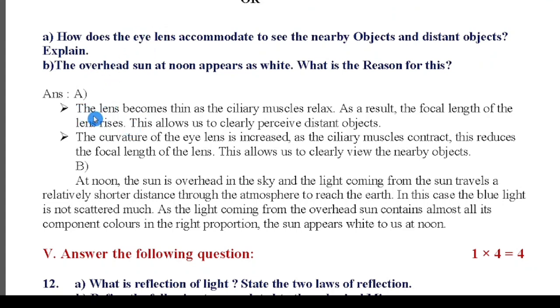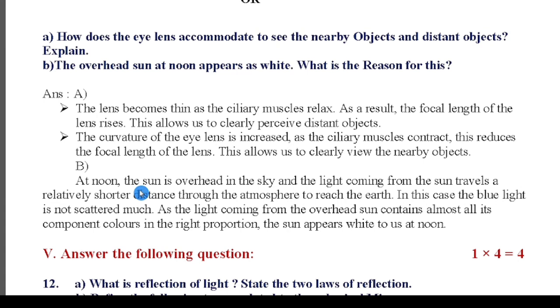The first question: how the eye lens accommodates to see near and far objects. The lens becomes thin as the ciliary muscles are relaxed. As a result, the focal length of the lens rises. This allows us to clearly perceive distant objects. The curvature of the eye lens is increased as the ciliary muscles contract. This reduces the focal length of the lens. This allows us to clearly view near objects.